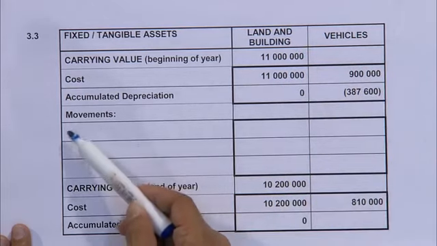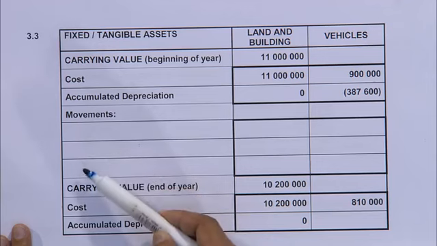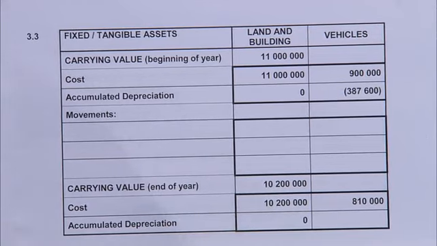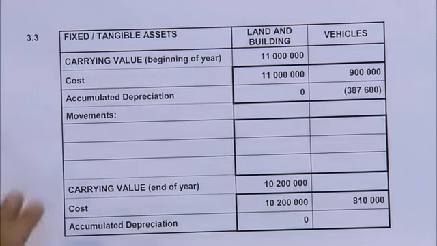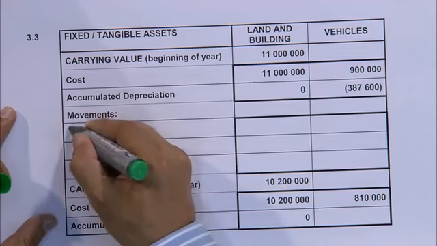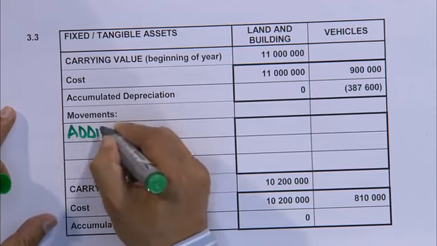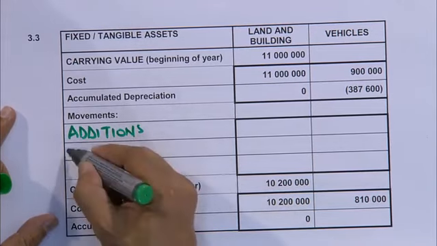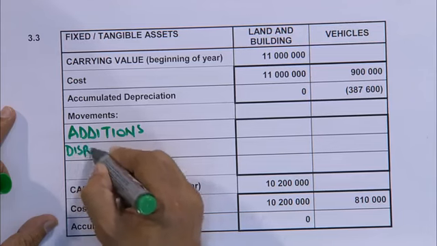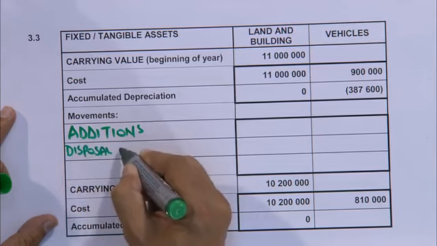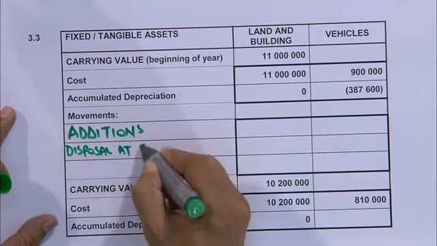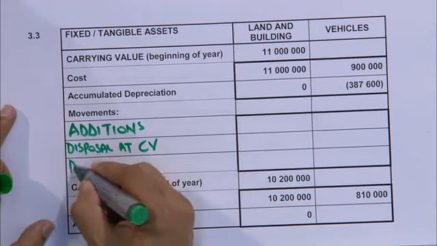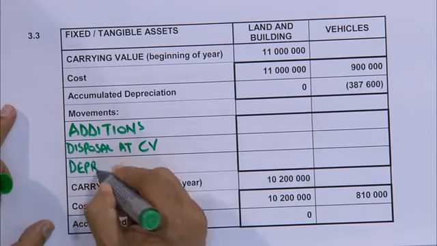But then also they have the heading movements, and they have 3 lines blank, which we should fill in first of all. Okay. So the first line that we should know by now will be the additions. So we're filling in the additions. Right. Then we fill in the second line, disposal at carrying value or disposal at book value. And the third line will be the depreciation.